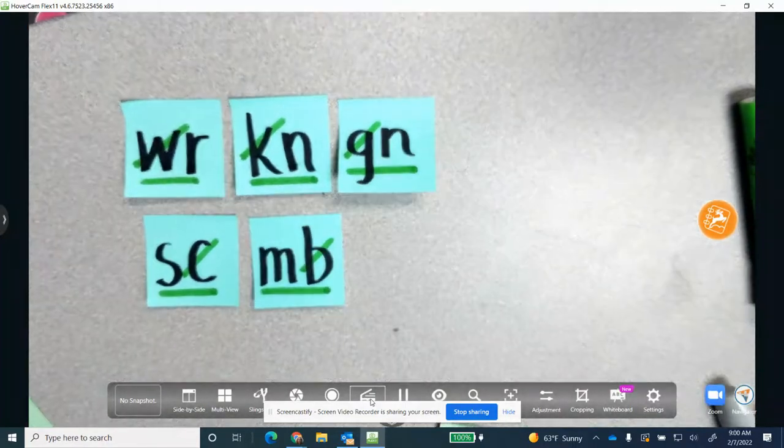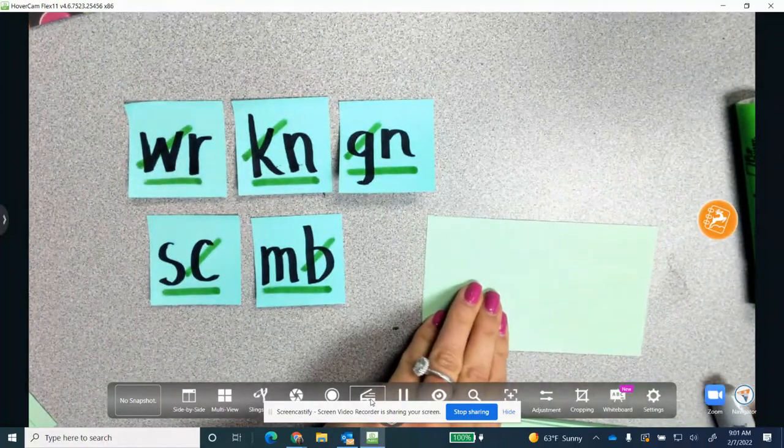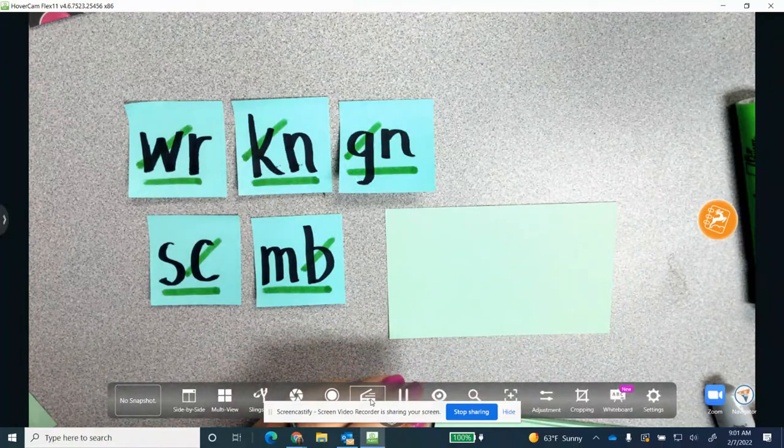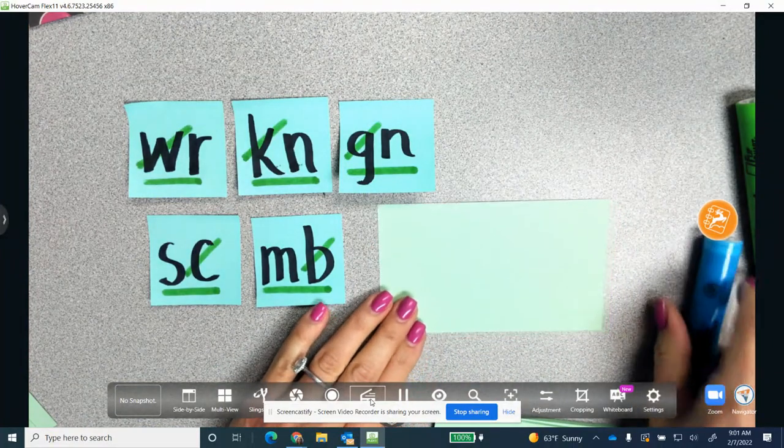Okay, the next word is wrist. Wrist. Pablo wears a watch on his left wrist.